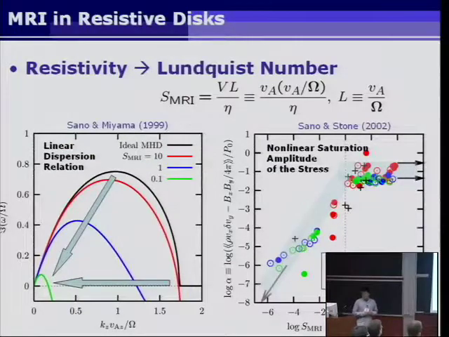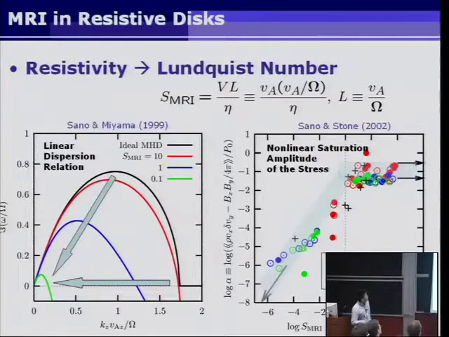So the importance of the resistivity is characterized by the Lundquist number, or magnetic Reynolds number, for MRI. We define it here using V_A, the Alfvén speed, and the angular velocity. Both linear and nonlinear simulations suggest this number is quite a good indicator of the MRI activity.